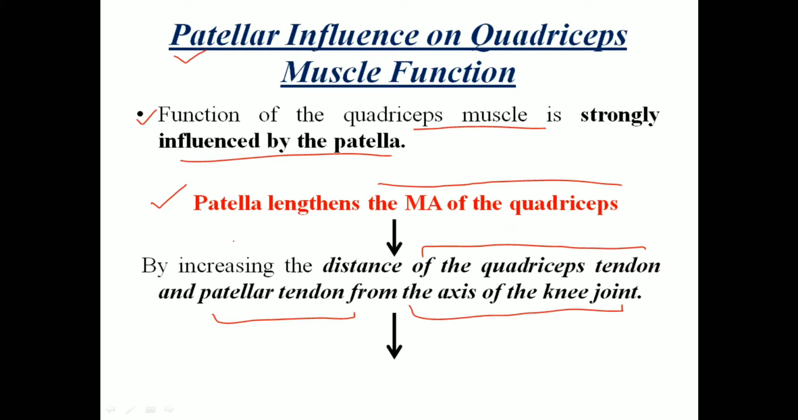So how does the patella influence the quadriceps muscle? The presence of the patella around the knee joint lengthens the movement arm of the quadriceps. How does it happen? By increasing the distance of the quadriceps tendon and patellar tendon from the axis of the knee joint.